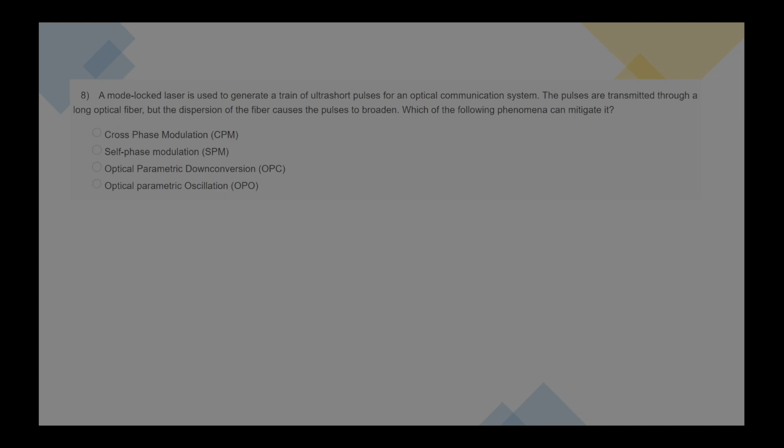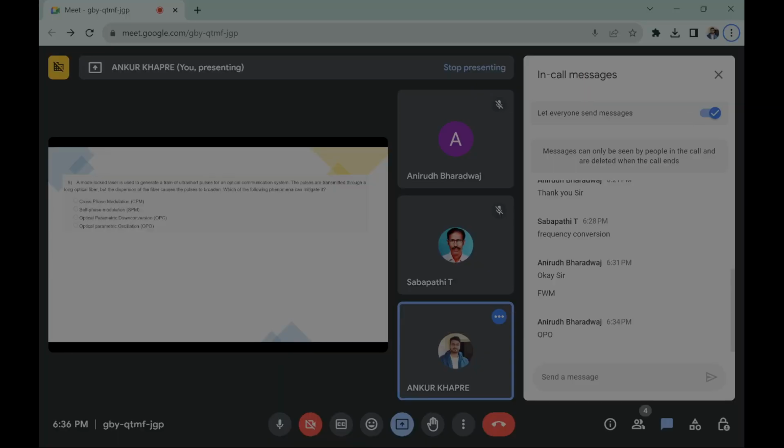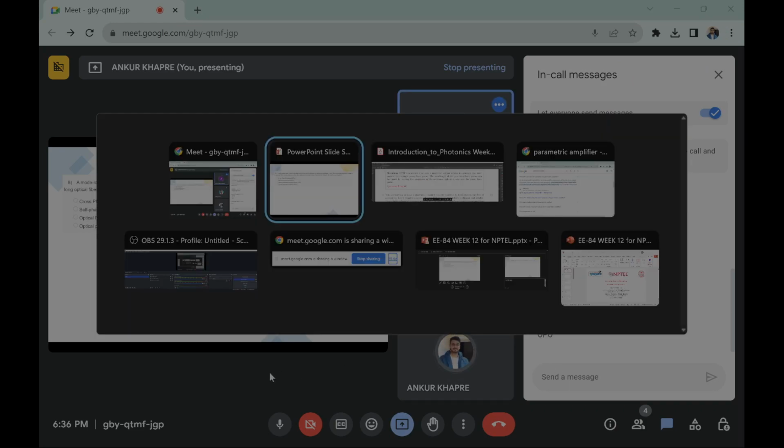Now we'll go for question number 8. A mode-locked laser is used to generate a train of ultra-short pulses for an optical communication system. The pulses are transmitted through a long optical fiber, but the dispersion of the fiber causes the pulses to broaden. Which of the following phenomena can mitigate it? Here also, cross-phase modulation is there, self-phase modulation is there, optical parametric down conversion is there, optical parametric oscillation is also there, OPA. So here you tell. Okay, self-phase modulation.